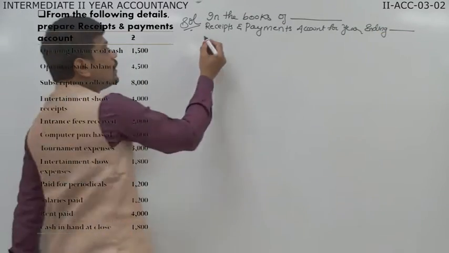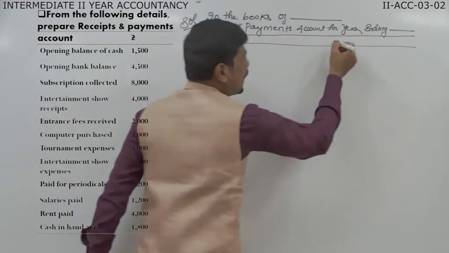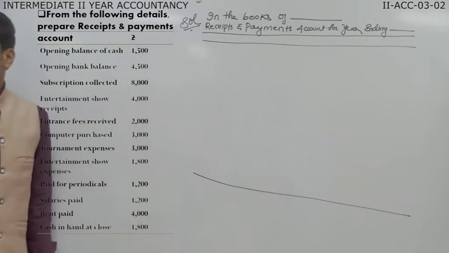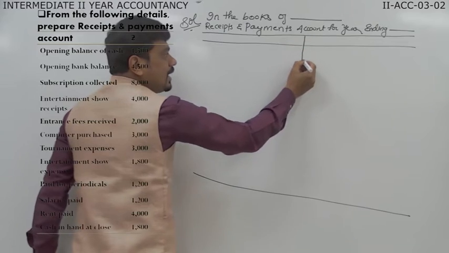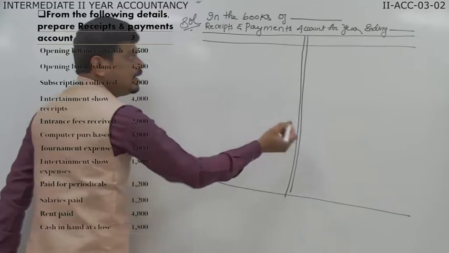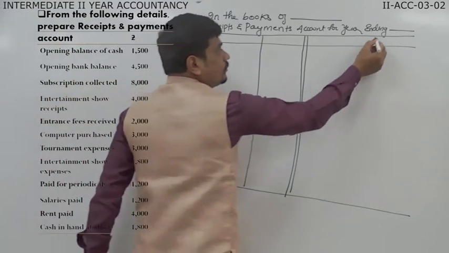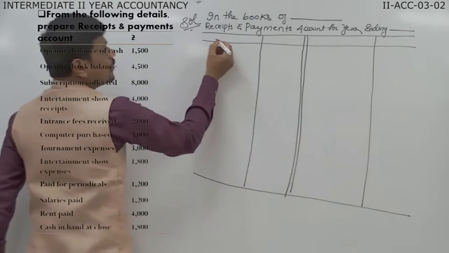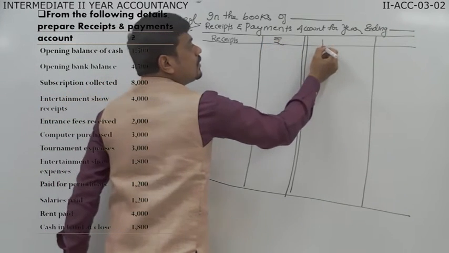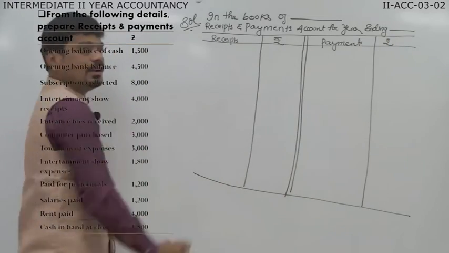Okay. Now we are going to draft the receipts and payments account, and that should be for about 8 to 10 lines. We'll draw the account. Now keep the scale in the center and divide into two parts, the receipt side and the payment side. Then the amount column, amount column. Here we are going to write receipts and rupees. Here we are going to write payments and rupees. That is nothing but debit side and credit side.